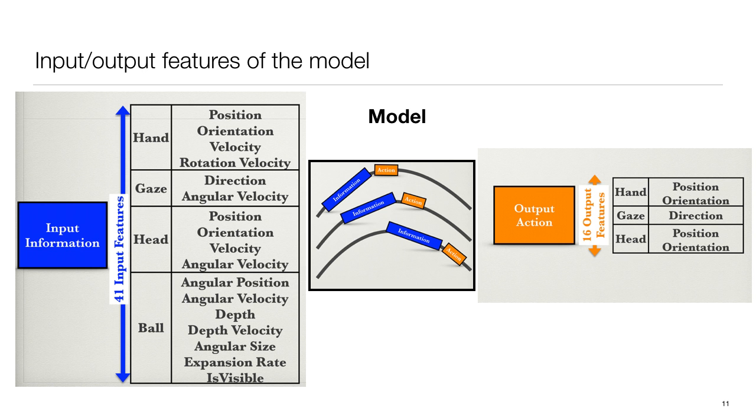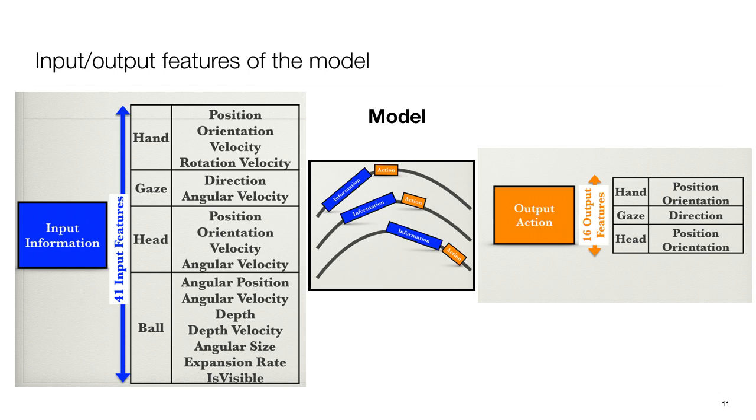In our input visual feature, we have all the information available to the human in an egocentric frame of reference. There are some visual and non-visual information listed here. For example, hand, gaze, head, velocity, orientation, position, and their rotation velocity also. Note that the ball information, such as angular position, angular velocity, depth, motion in depth, angular size, expansion rate, and whether it was visible or not as a 0 or 1 flag, is represented again in egocentric frame of reference. For example, ball position is represented in azimuth and elevation, aligned with ecological theory.